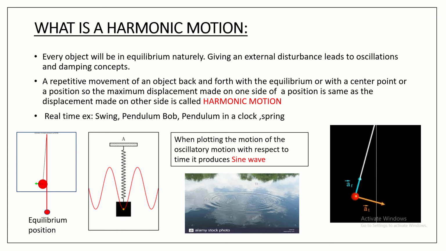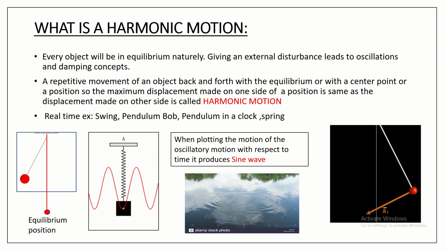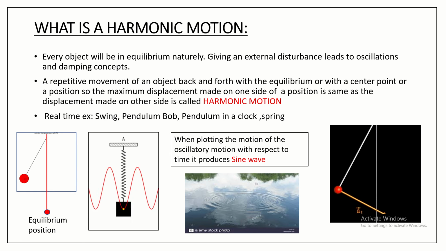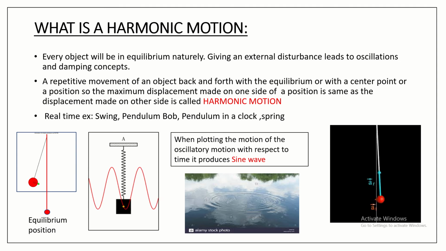So, the concept is a repetitive motion of an object back and forth when providing an external disturbance will be in an oscillatory condition, and this type of oscillatory motion is called a harmonic motion. When plotting the motion of the oscillating object in a graph with the time on the x-axis and displacement on the y-axis, it will produce a graph like a sine wave.